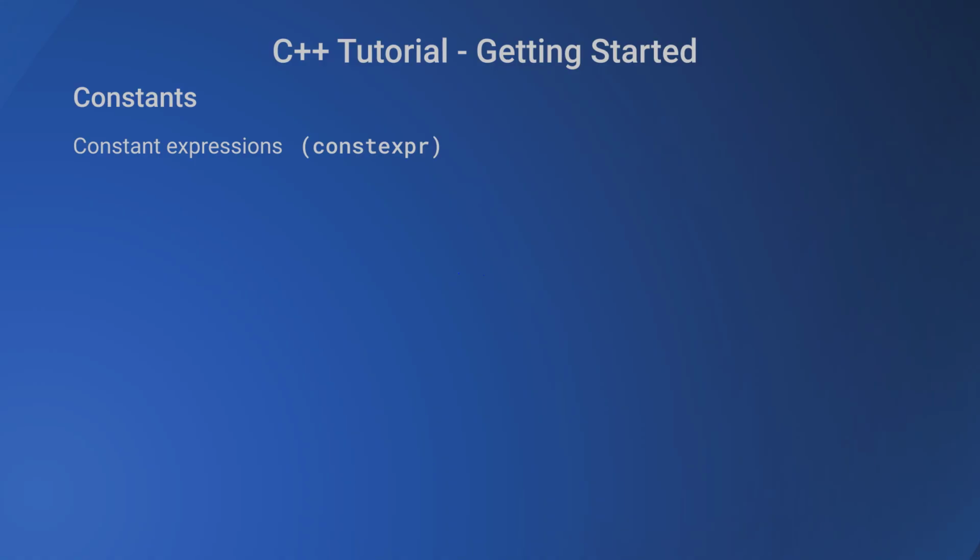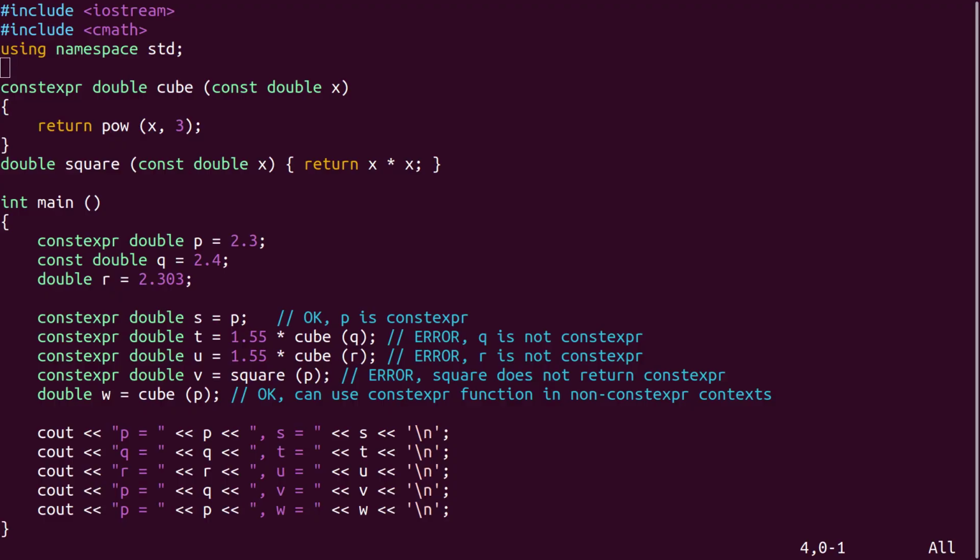Next, we have constant expressions. These are specified with the keyword constexpr. The definition of a constant expression is that it is evaluated at compile time. It should be possible to evaluate a constant expression at compile time. Let's look at an example program.